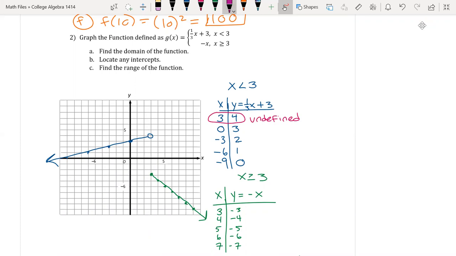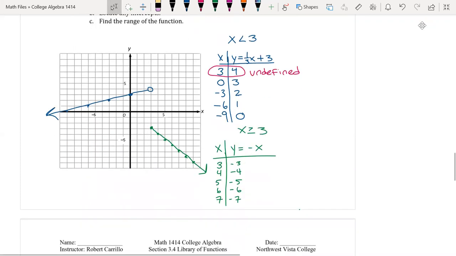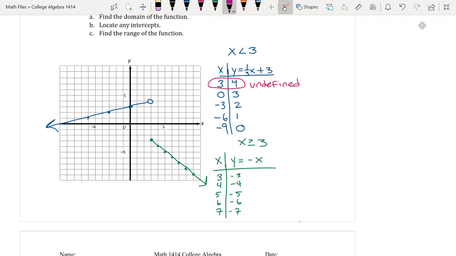So, I can put this right underneath, why not? What would be the domain of this function? And remember, we read it from left to right. Negative infinity to infinity. All right. Negative infinity to infinity. Why do you say that?